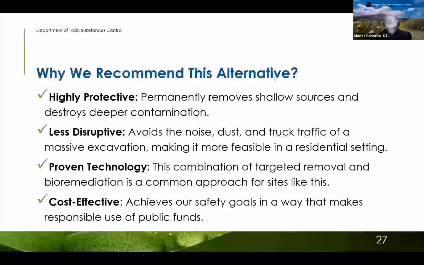Next. So why do we recommend alternative 3? We recommend this alternative because it offers the best balance among the criteria that we have considered. It is highly protective, permanently removing the contamination while being less disruptive to your neighborhood than a massive excavation. It relies on proven technology that we know works, and it is the most cost-effective way to achieve our safety goals. Next.